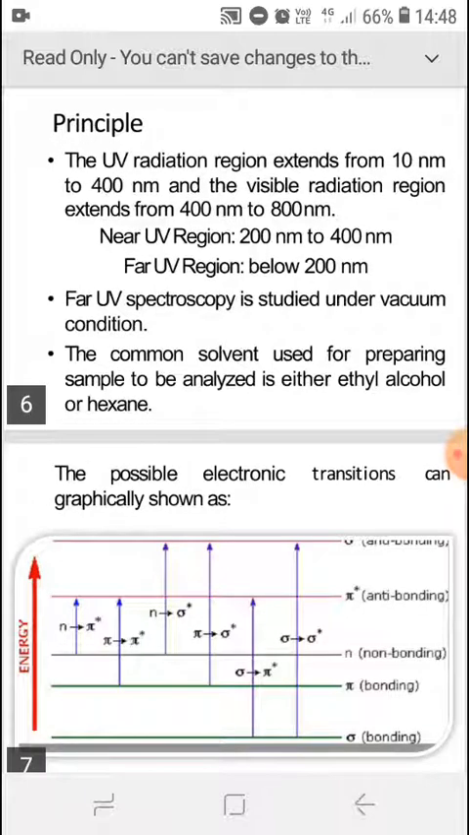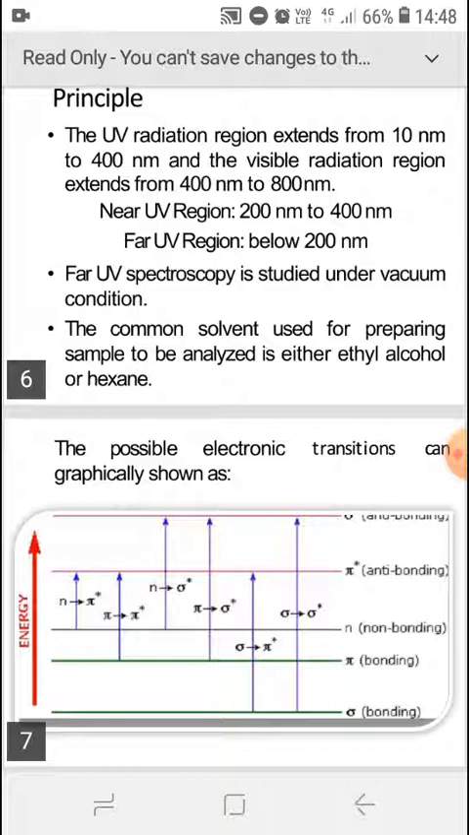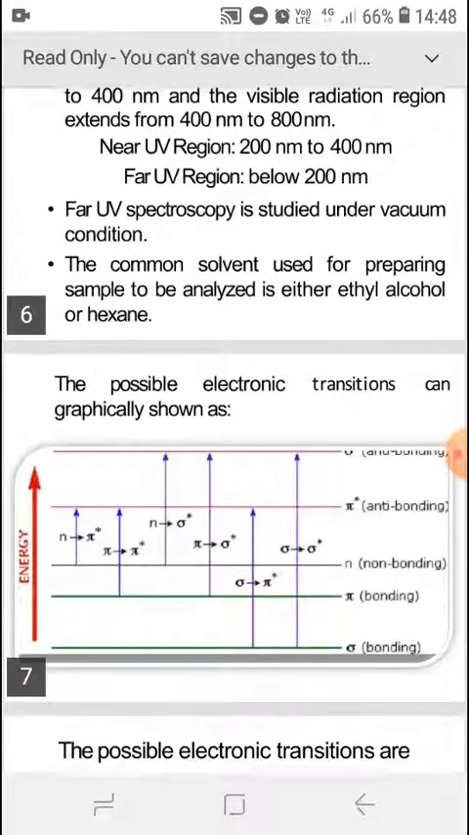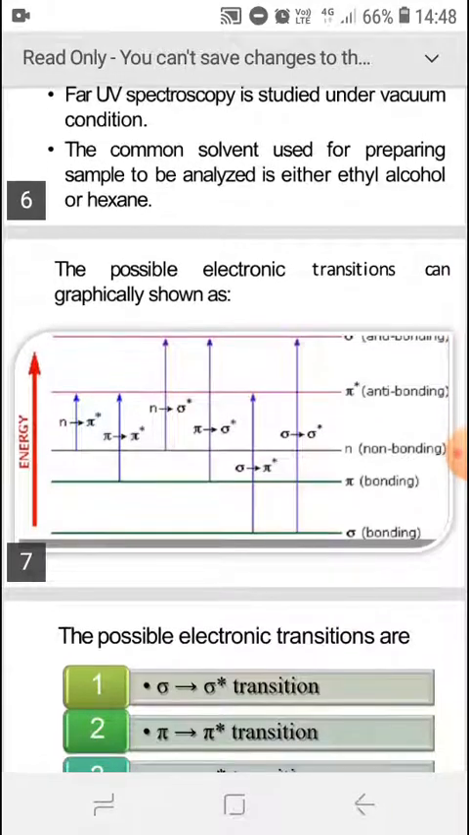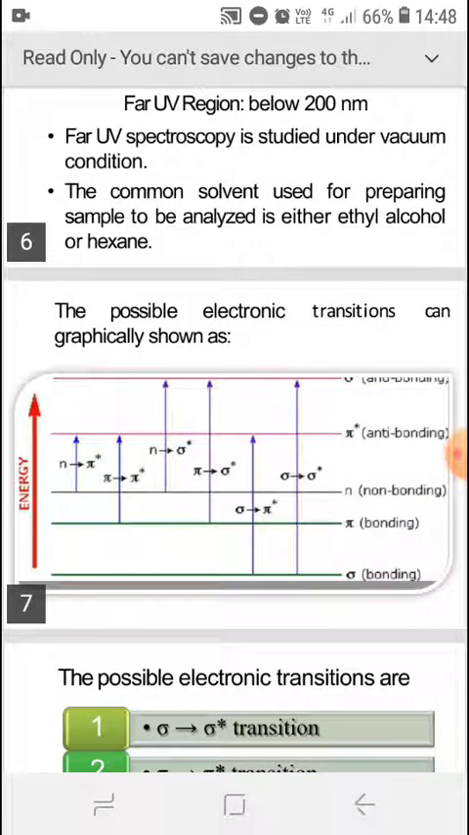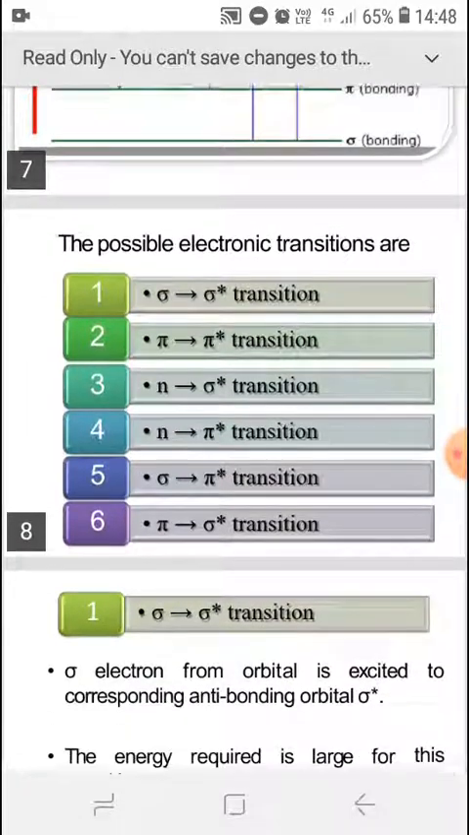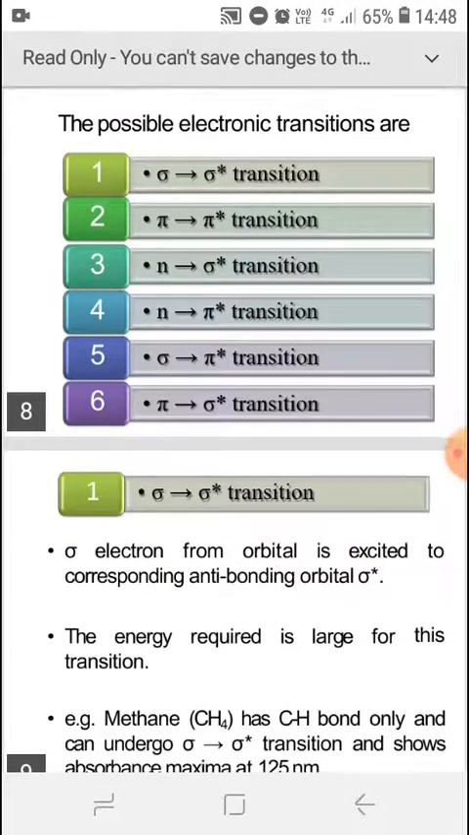Near UV lies between 200 nanometer to 400 nanometer, and far UV is studied under vacuum and lies below 200 nanometer. Generally, ethyl alcohol and hexane are used as solvents to study any sample. This spectroscopy is studied under the discussion of different electronic transitions.